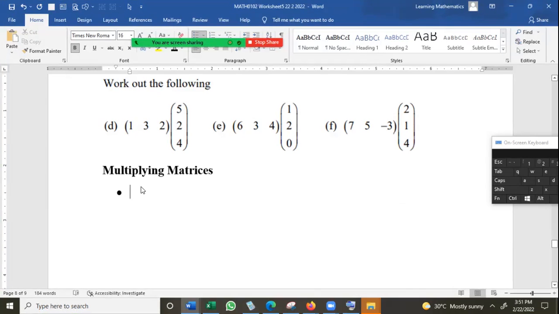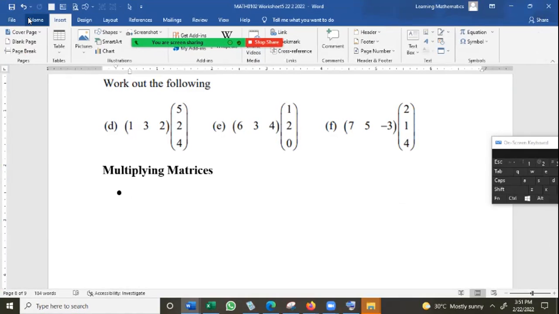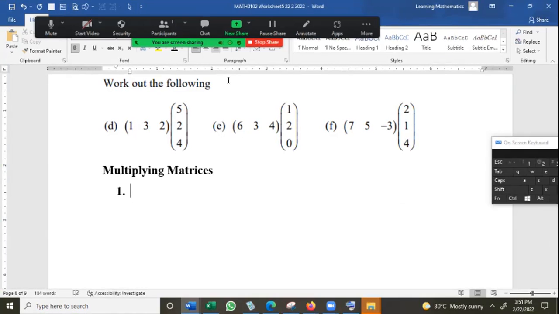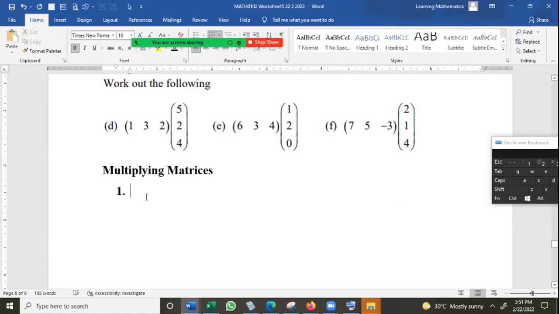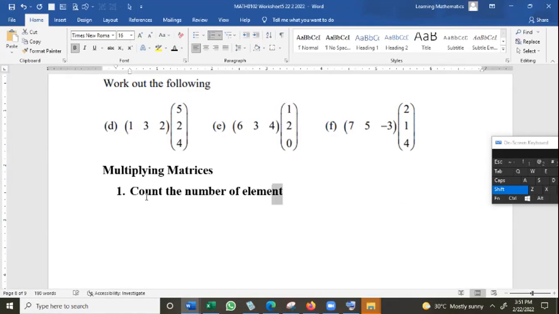With regards to multiplying matrices, there are some key points that have to be taken into consideration. So let's put it in numbering form. Instead of putting it in point form, let's number it. The first thing to do is count the number of elements. That is important, you know. The number of elements.